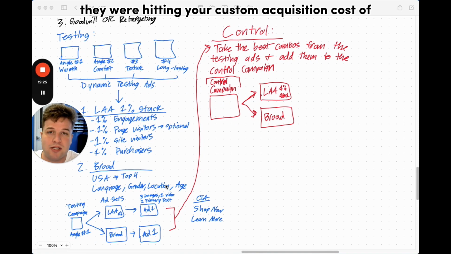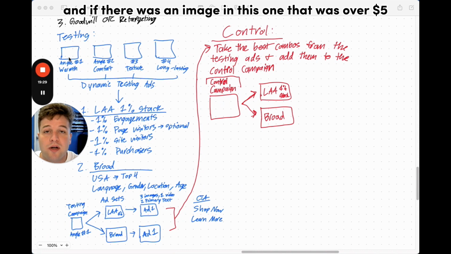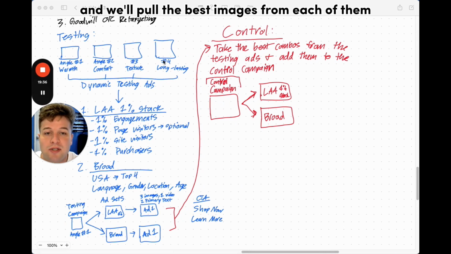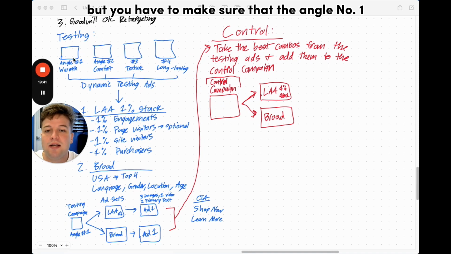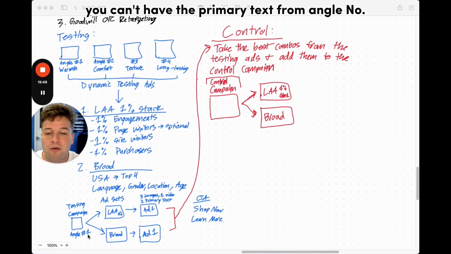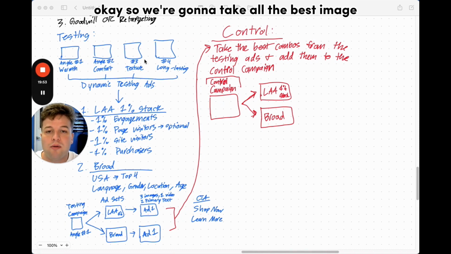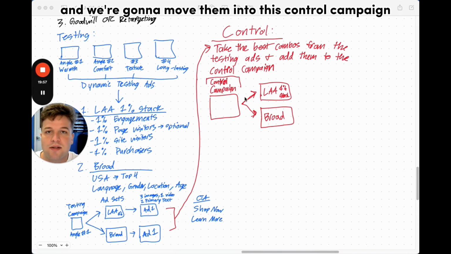If they were hitting your customer acquisition cost of, let's say, $5, and if there was an image in this one that was over $5 or under $5, and this one was under $5, this one had something under $5, then we'll pull the best images from each of them and we'll put them into these campaigns. But you have to make sure that the angle number 1, the things that work best in this one, stay together. You can't have the primary text from angle number 1 be paired with the images from angle number 2. Okay? So we're going to take all the best image and ad combinations right here, and we're going to move them into this control campaign.